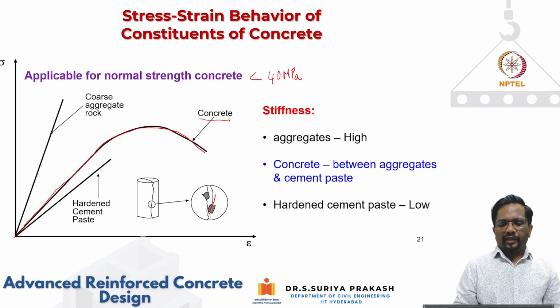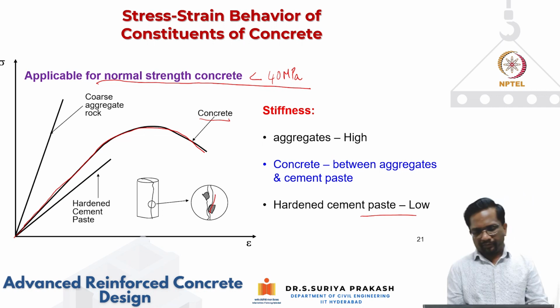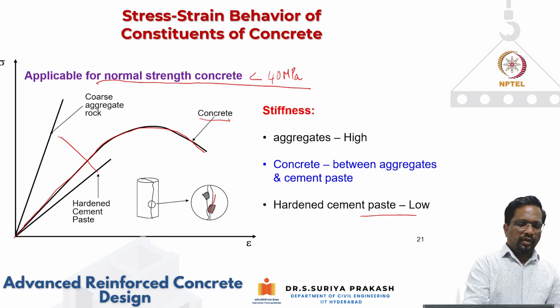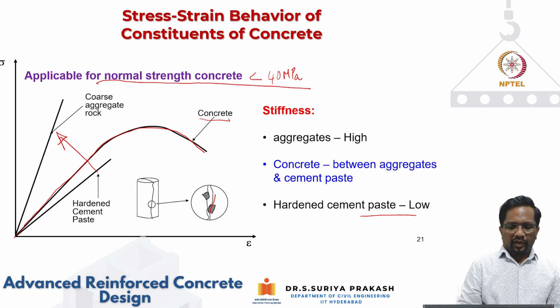Aggregates have high stiffness, and hardened cement paste usually has low stiffness. This is applicable for normal strength concrete. For high strength concrete, it is going to change. It is going to reverse, and the hardened cement paste will get closer to the aggregate, or may even be higher than that of your aggregate. So this is what happens.